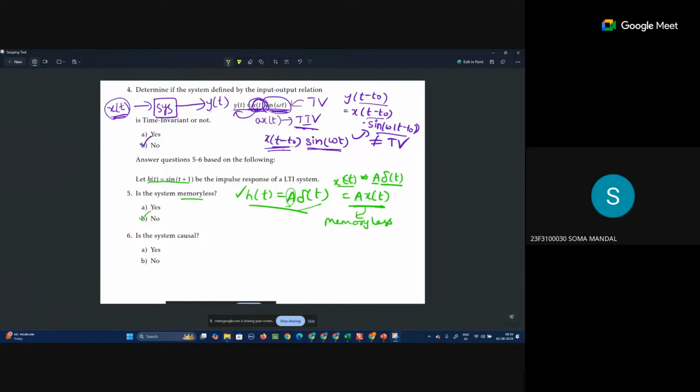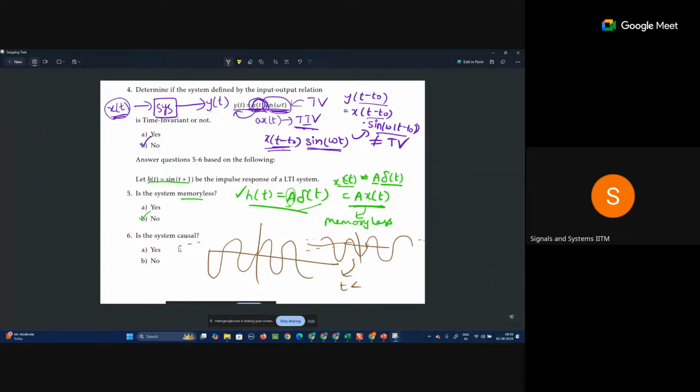If h(t) equal to 0 for all t less than 0. Yeah. So here they have given sine of t plus 1, right? But in general, sine of t runs from minus infinity to infinity, right? So plus 1 will be a shifted version of that. It will be shifted by 1, and from there it will be starting. Am I right? So here the signal is existing even in negative time also.